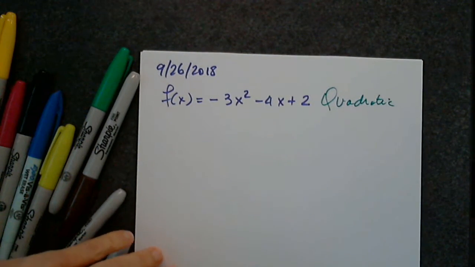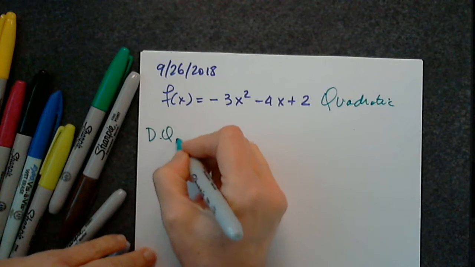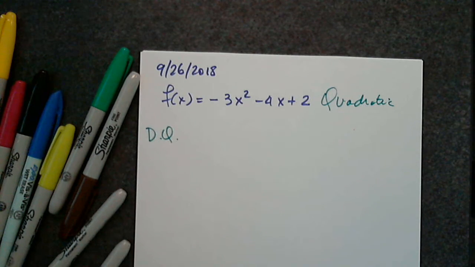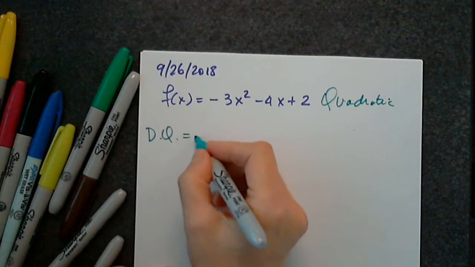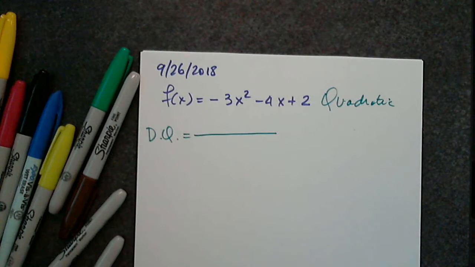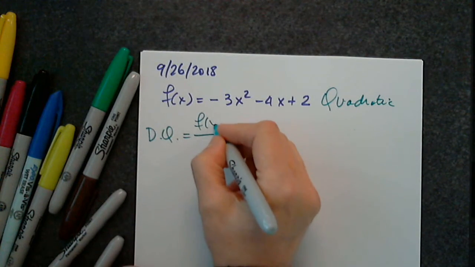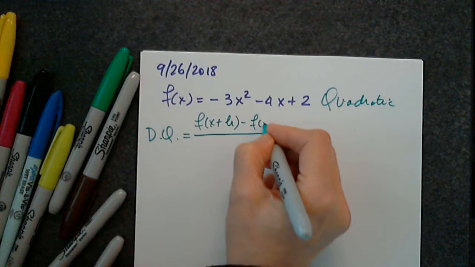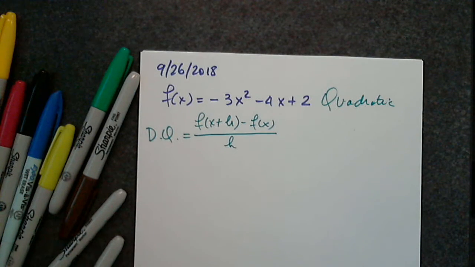Excellent. So now the difference quotient will be given to you. It's not difficult, but you don't have to memorize it if you don't want to. It will be given to you in the question. So it will be f of x plus h minus f of x, divided by h.